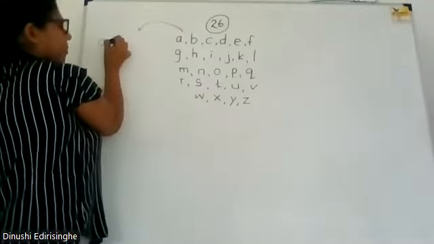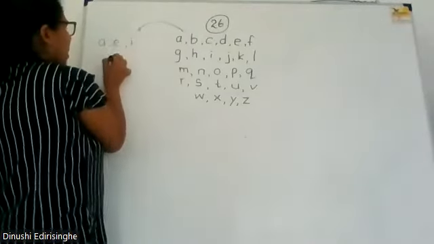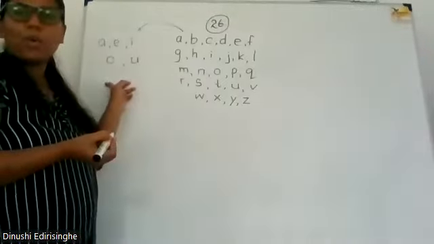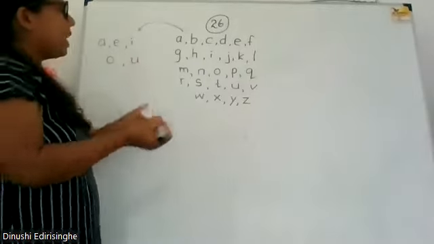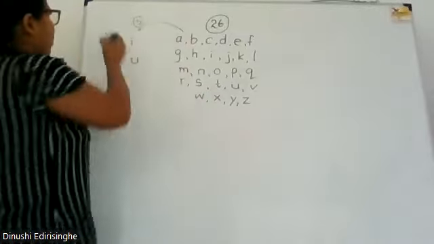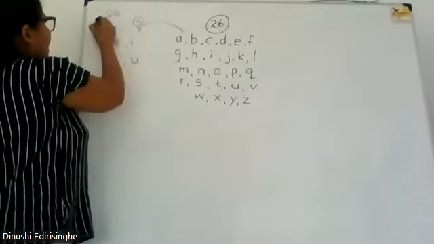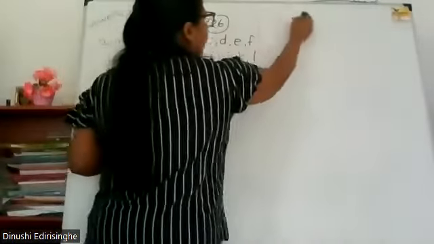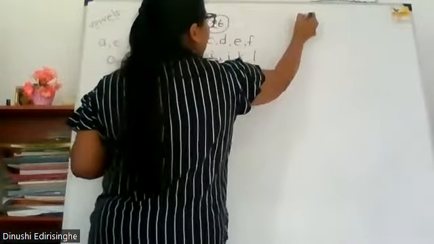A-E-I-O-U, right? Then other 21, there are 5. What are these vowels? Vowel letters. Vowels, right? Then other 21, what are they?